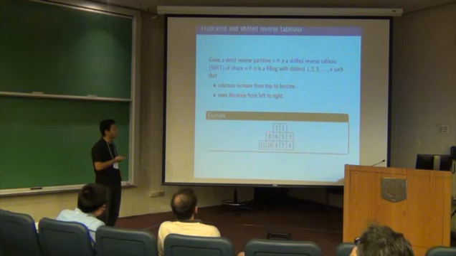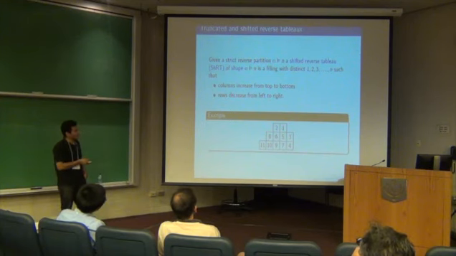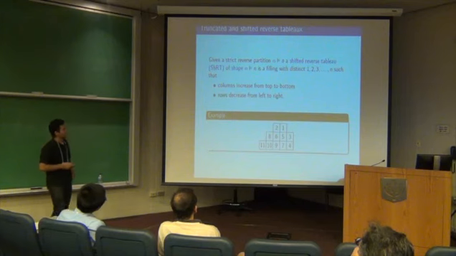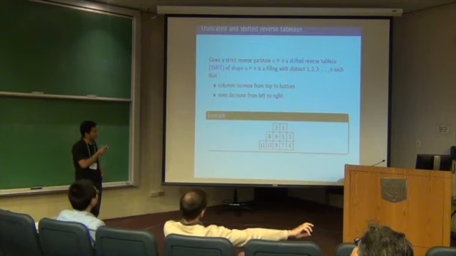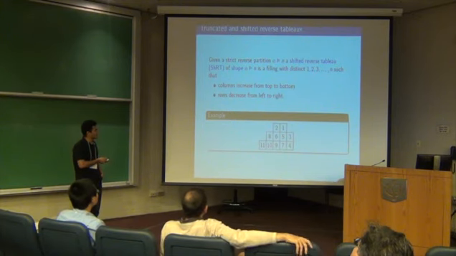The columns increase from top to bottom. So you look at this example here. All the columns are indeed increasing from top to bottom. And the rows decrease from left to right. So the rows are 11, 10, 9, 7, 4, 8, 6, 5, 3, 2 and 1. So they're indeed decreasing from left to right.